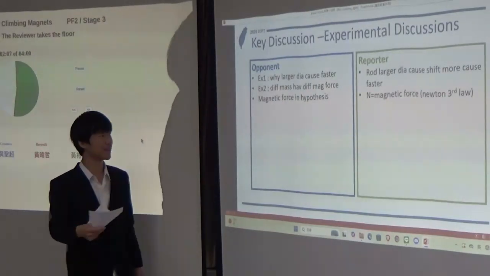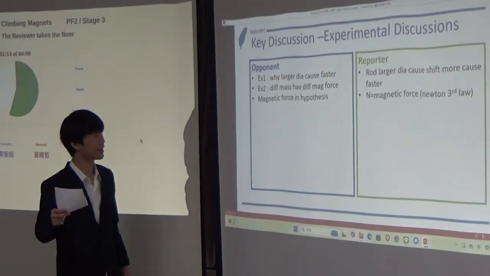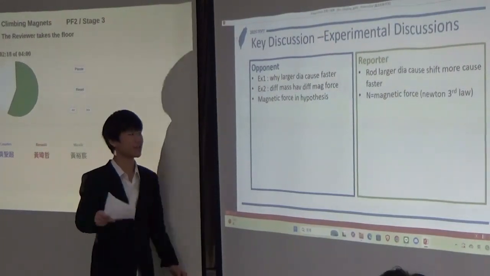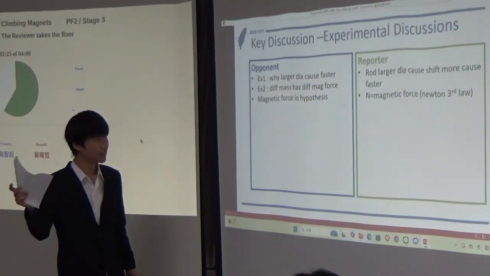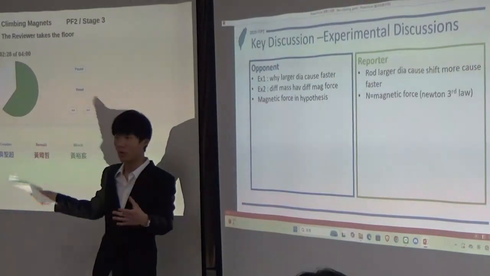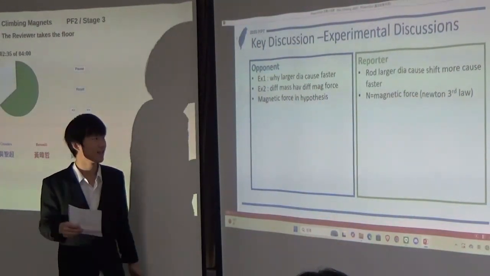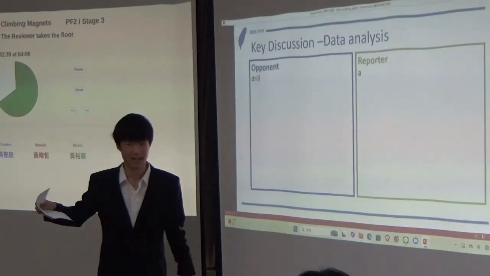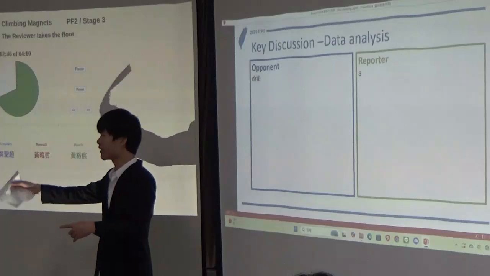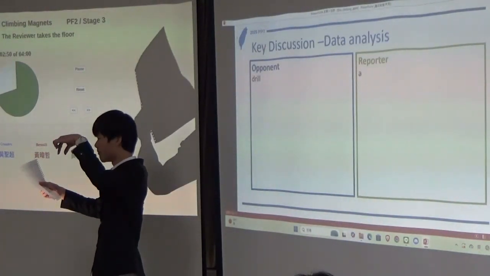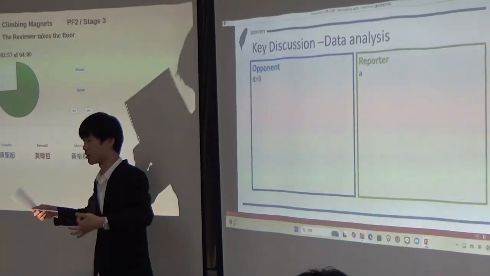First, the opponent asked why the large diameter causes faster speed, and the reporter said that the large diameter causes more slip. And the second asked why different mass has different magnetic force, and the reporter said it is because of the torque. The reporter thinks the torque of the magnet's gravity should be balanced with the friction torque of the magnet, so there is the Maxwell effect.